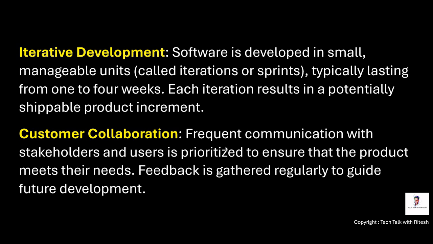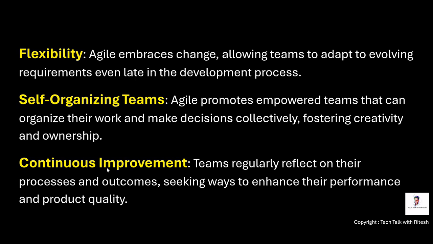Customer collaboration: frequent communication with stakeholders and users is prioritized to ensure that the product meets their needs. Feedback is gathered regularly to guide future development. It's flexible in nature. Agile embraces changes, allowing teams to adapt to evolving requirements even late in the development process, right? So for example, this sprint is of 1 week, and I got a new requirement in the next sprint, which is going to start the next week, right? We can put in those requirements, whether those are enhancements or some bugs, right?